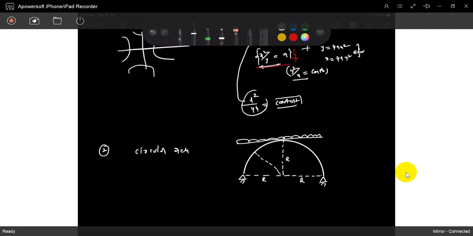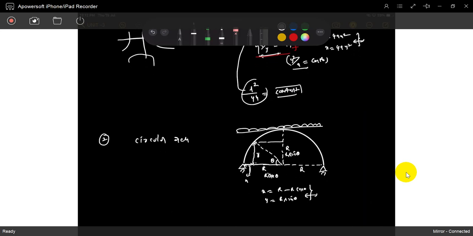If this angle is theta, you know this height and you know this value. If you are given some 30 degrees or 20 degrees, you can easily find out this y value, and also the x value. X is r minus r cos theta; this is r cos theta, this is r sin theta. So x is r minus r cos theta, and y is r sin theta. Like this, you can easily calculate x and y everywhere with respect to angle. Understood? Later we can find out the bending moments of every section. So this is a circular arch.